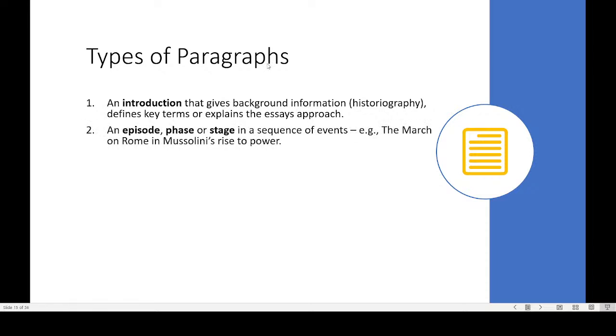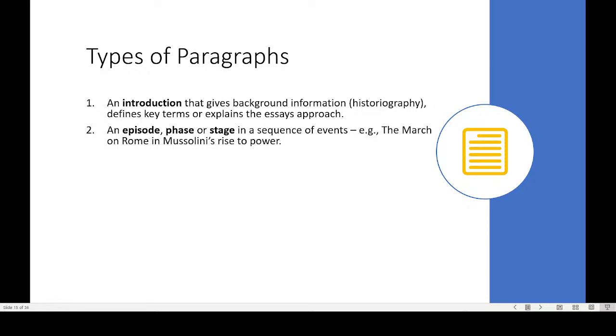Secondly, a paragraph could be an episode, phase, or stage in a sequence of events. For example, it could be the March on Rome and Mussolini's rise to power. What's important to note here is this is probably the most important type of paragraph, because it tells us that we are not to talk about 2 or 3 events in one paragraph. It should be one episode, phase, or stage in a sequence of events. We can only talk about 1 per paragraph, and you'll only be marked on 1 event per paragraph.